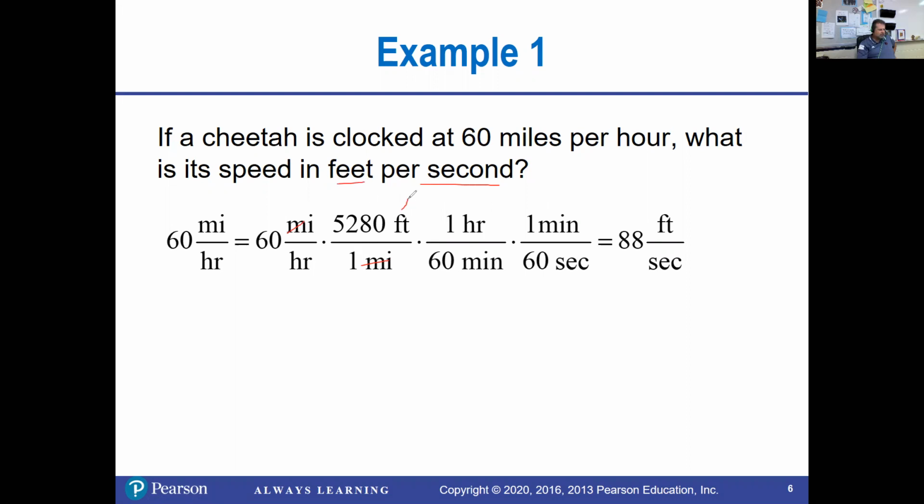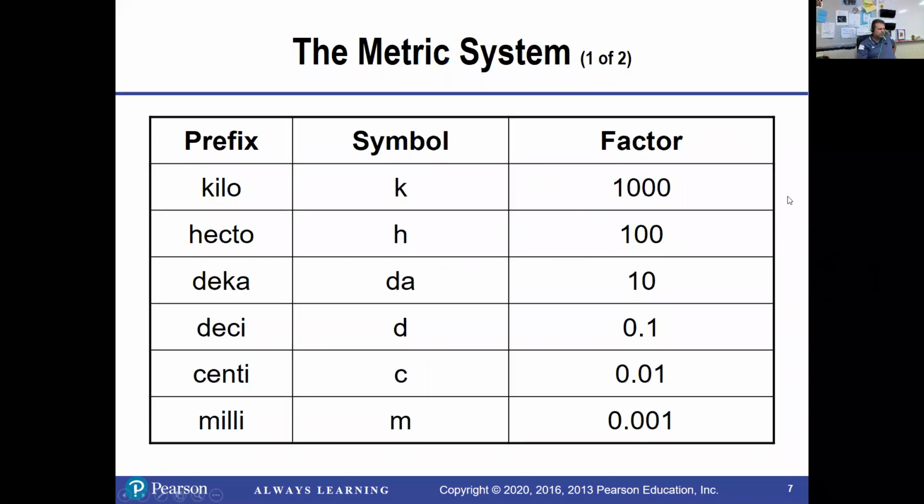So I have my feet now. How do I get these canceled out? 1 hour over 60 minutes, so those would cancel each other out, and the minutes cancel each other out, which leaves you with feet over seconds. So you take your 60 times how many feet in a mile times 1 hour is 60 minutes, and 1 minute is 60 seconds. And that's how you work your way through it. Again, it's the most annoying part of this section.